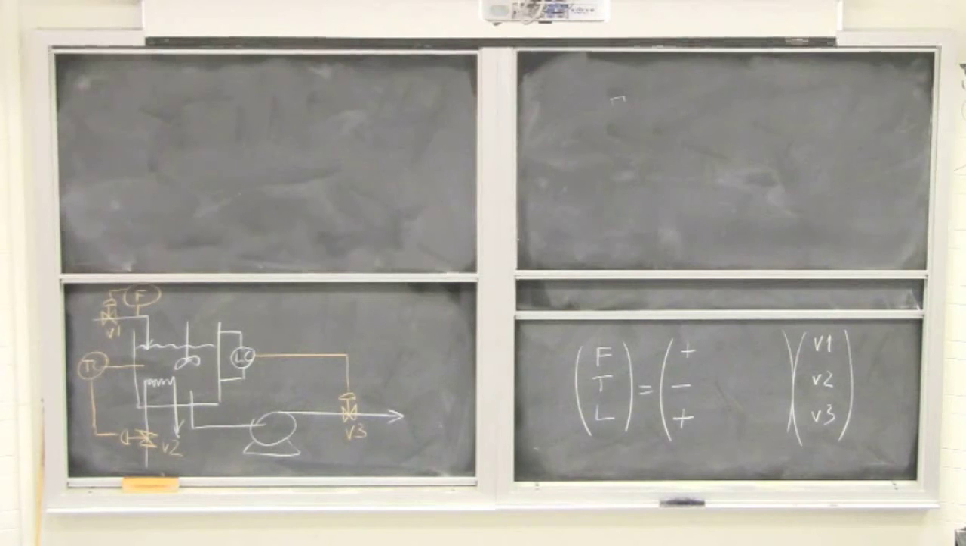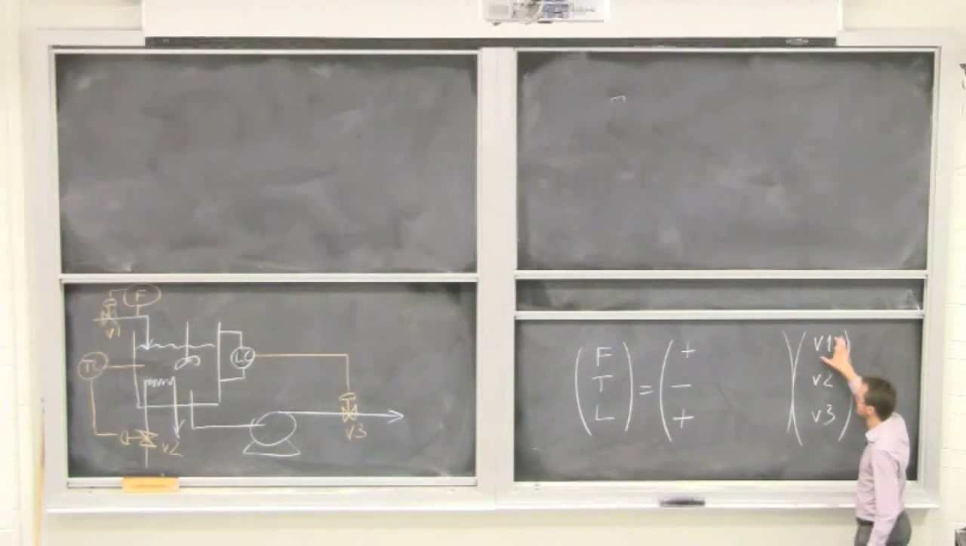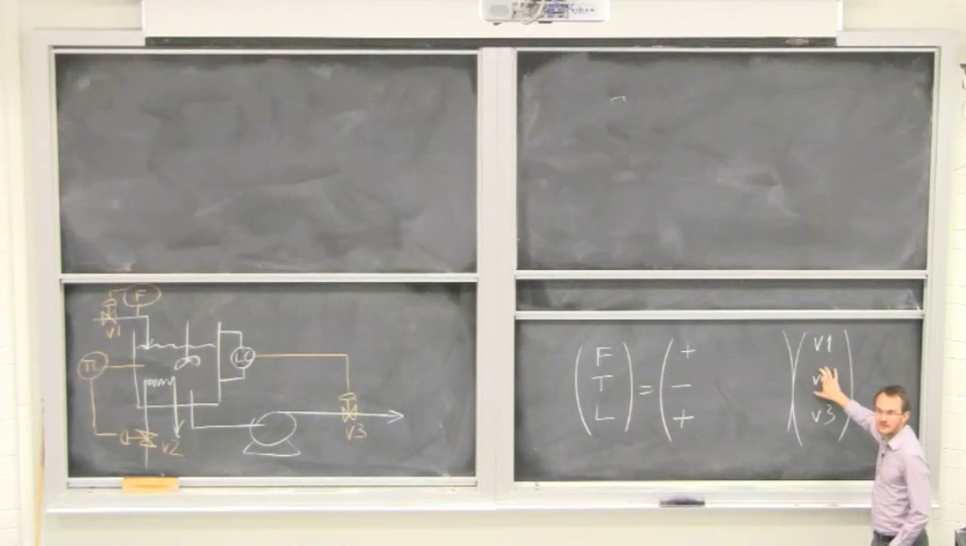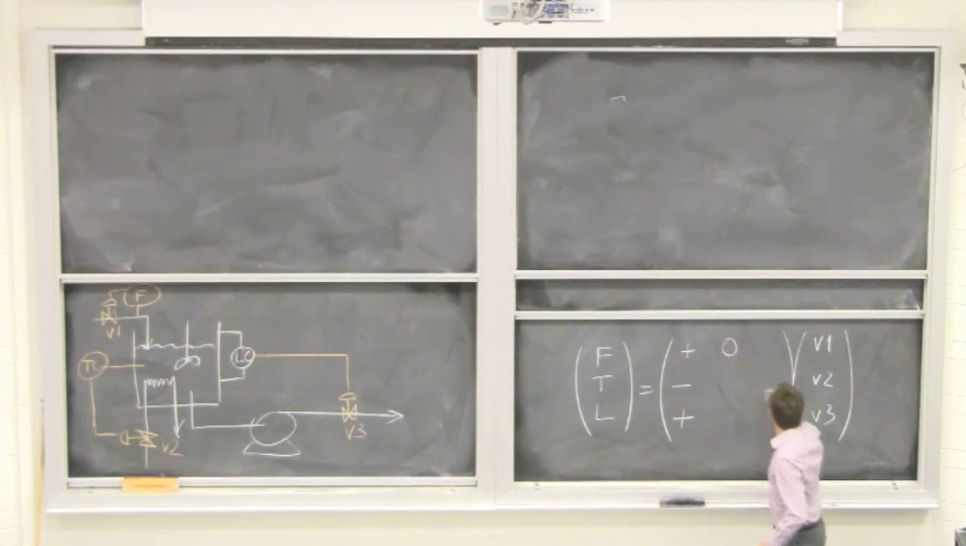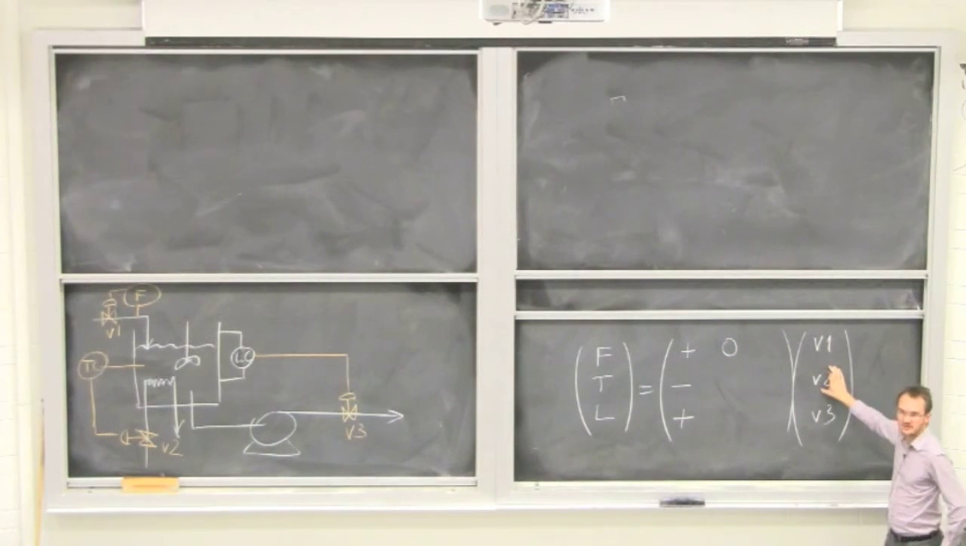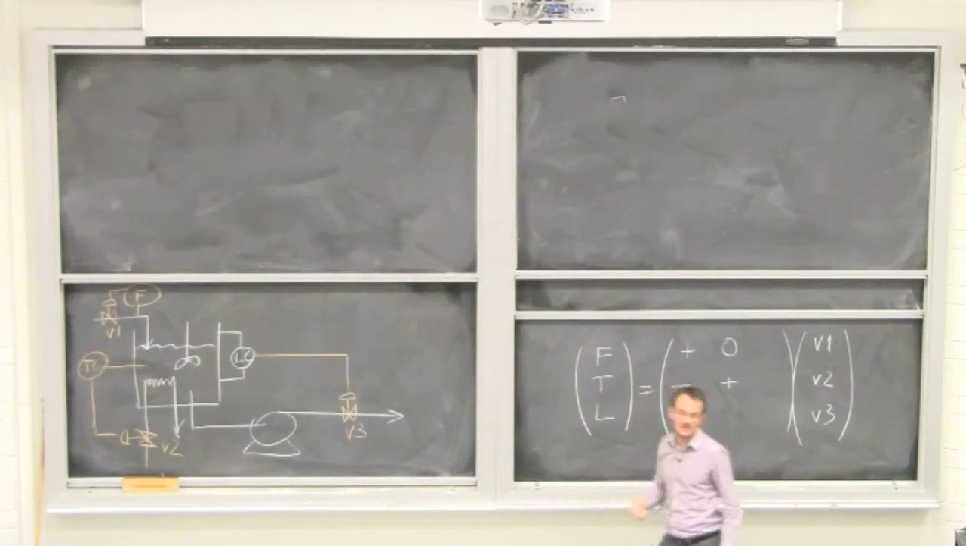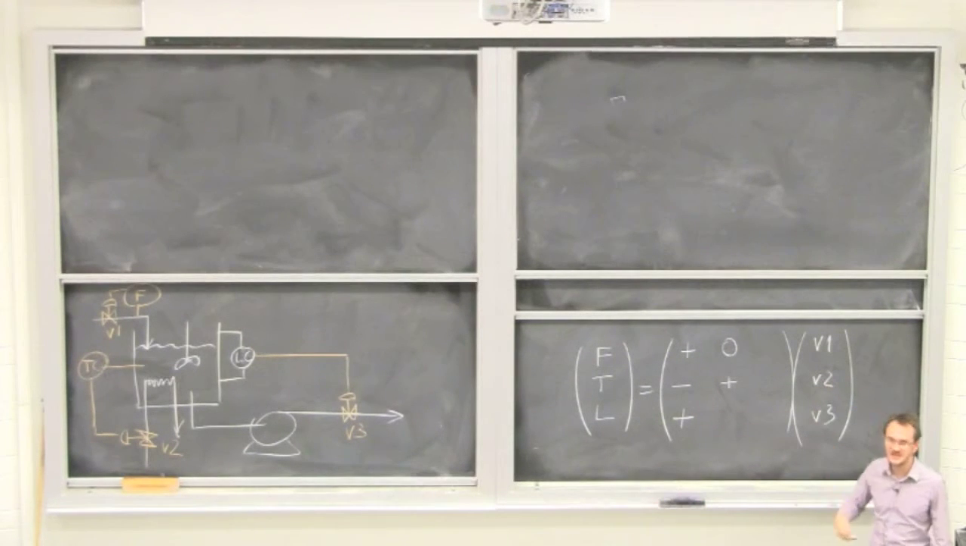Now let's go to V2. Okay, so I've done V1. Let's take a look at what happens with V2. Let's put V1 back at its original position. It's at steady state, and I open V2 by 10%. What's going to happen to flow, F? Plus, minus, or zero? Zero, okay. If I open V2, what's going to happen to temperature? It goes up. We're using steam over there. Let's presume that this is a steam heating coil. So open V2, more steam goes through the coils, the temperature goes up.